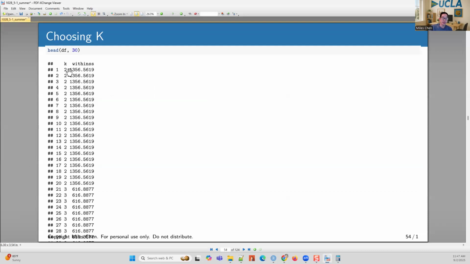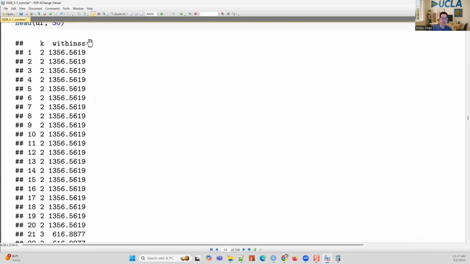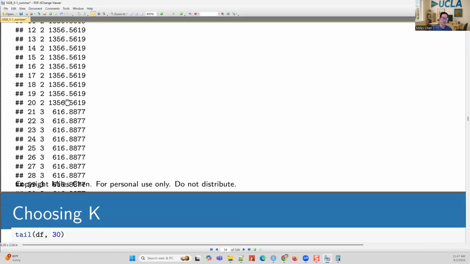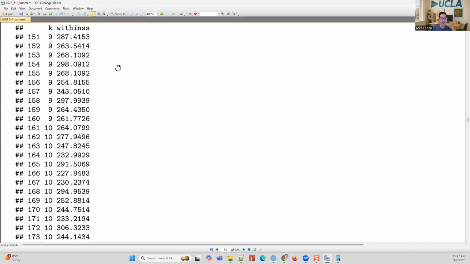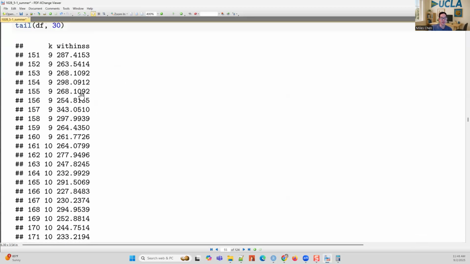So when I ran it 20 times with k equal to 2, what we see is that you get the exact same within sum of squares all 20 times. When I chose k equal to 3, I got the exact same within sum of squares every single time. But looking at the later ones, when I have k equal to 9, each time I run it, I'm getting different within sum of squares.